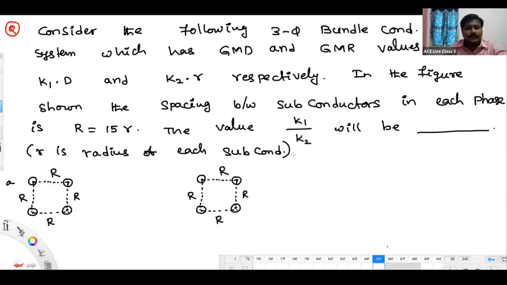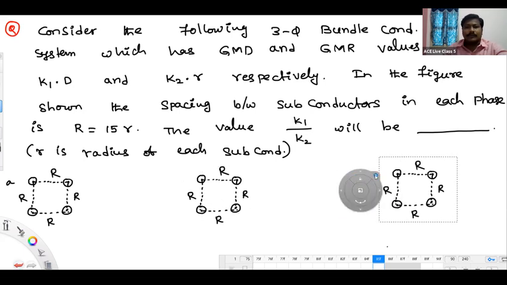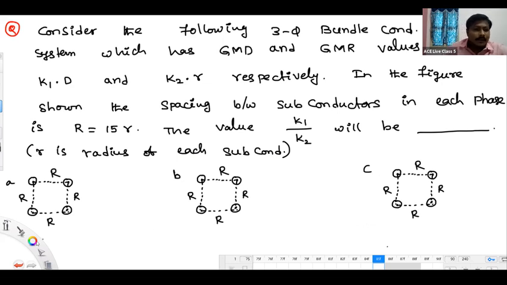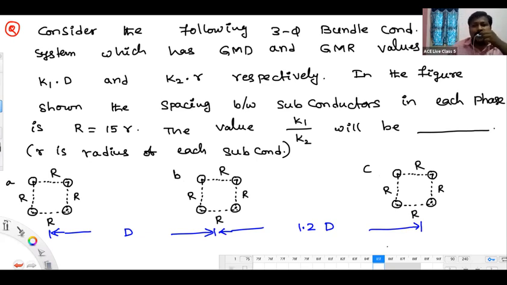Phase B here. Phase C. Okay. And this distance, phase A to phase B, is capital D. And this distance is 1.2 times capital D. Obviously, GMR of the system: most of the times, each and every phase will have the same GMR value. If it is not the case, we should take the geometric mean of the GMRs.